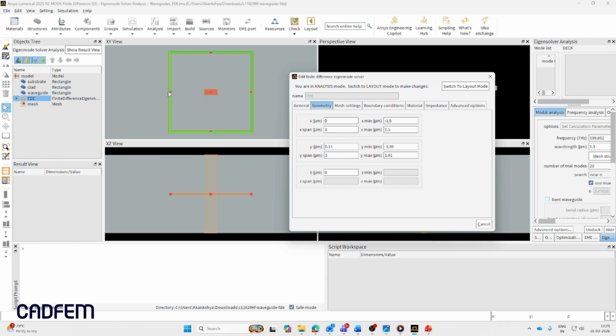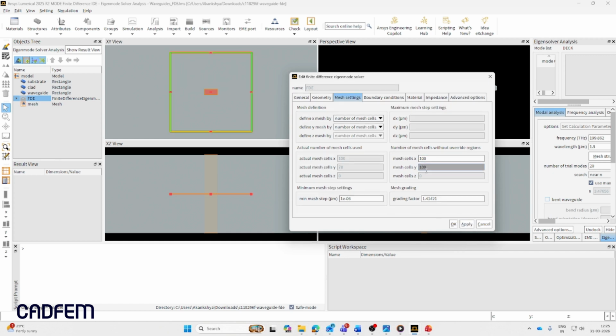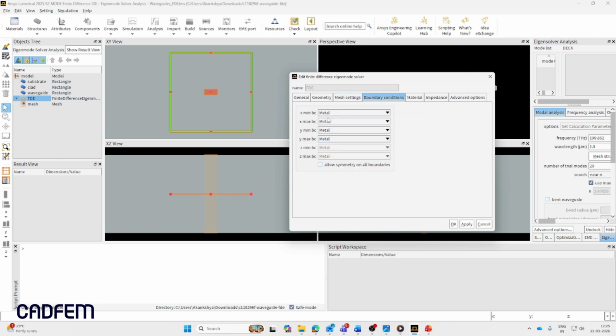Next, the FDE solver region is defined to include both core and cladding areas. The simulation runs at 300K as a 2D Z normal setup in the XY plane. The simulation domain is defined by the X and Y spans. In this setup, the X span ranges from -1.5 to 1.5. The mesh cell size is initially set to 50 by 50, but this can be increased to 100 or 200 for improved accuracy, depending on computational requirements.